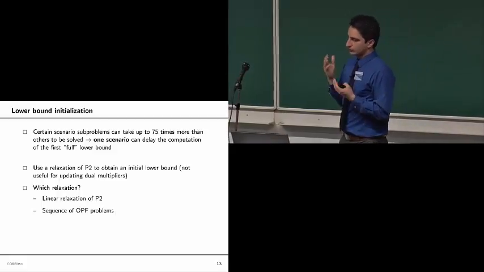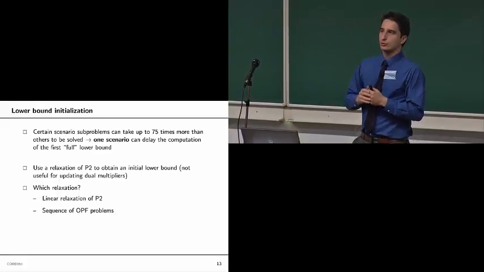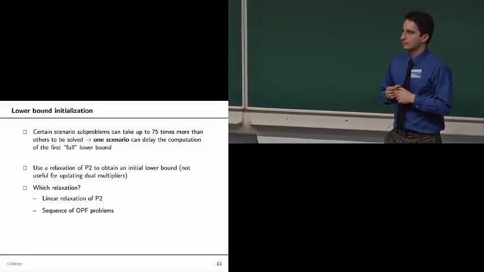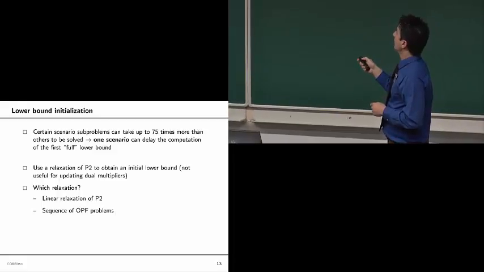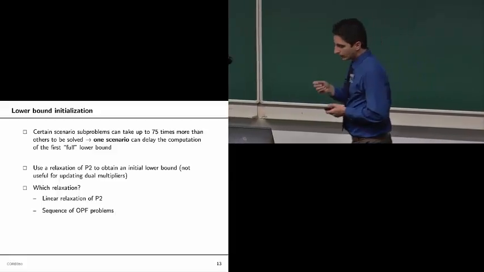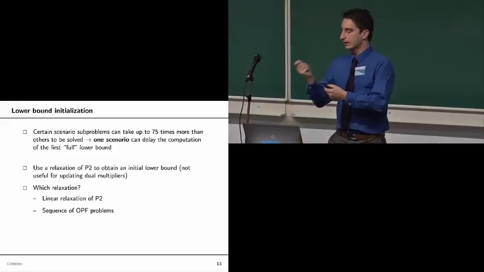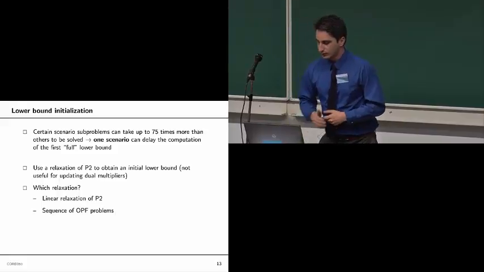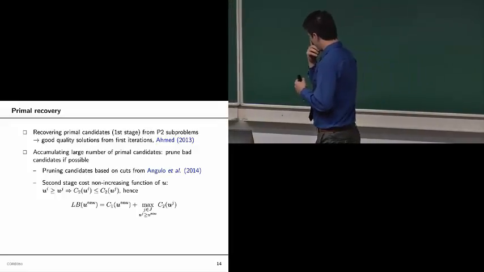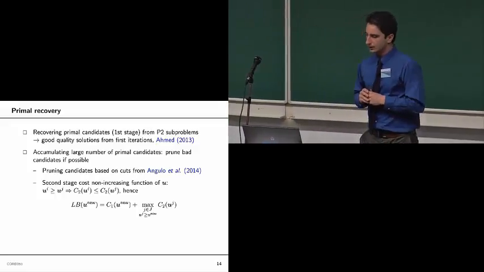So in order to get our first good lower bound, we attack relaxations of the P2 scenario-specific sub-problems. And Ignacio has considered two different types of relaxations. One is a linear relaxation of the entire sub-problem, and the other is a time decomposition of the sub-problem, considering each time period independently and ignoring intertemporal constraints. So that's as far as lower bounding is concerned.